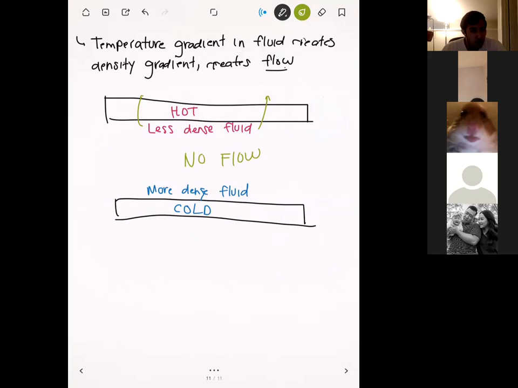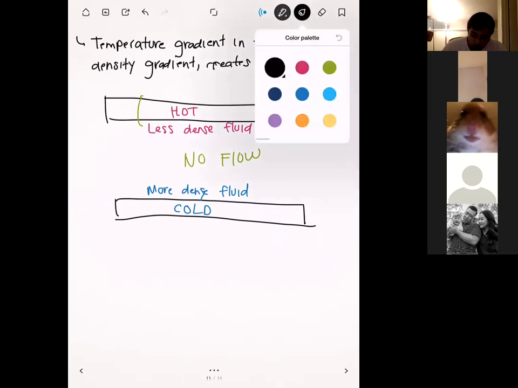Because everyone is already where they want to be, right? The more dense fluid is at the bottom and the less dense one is at the top. And so here you have basically no flow at all. Okay. And so let's talk about some applications for free convection.